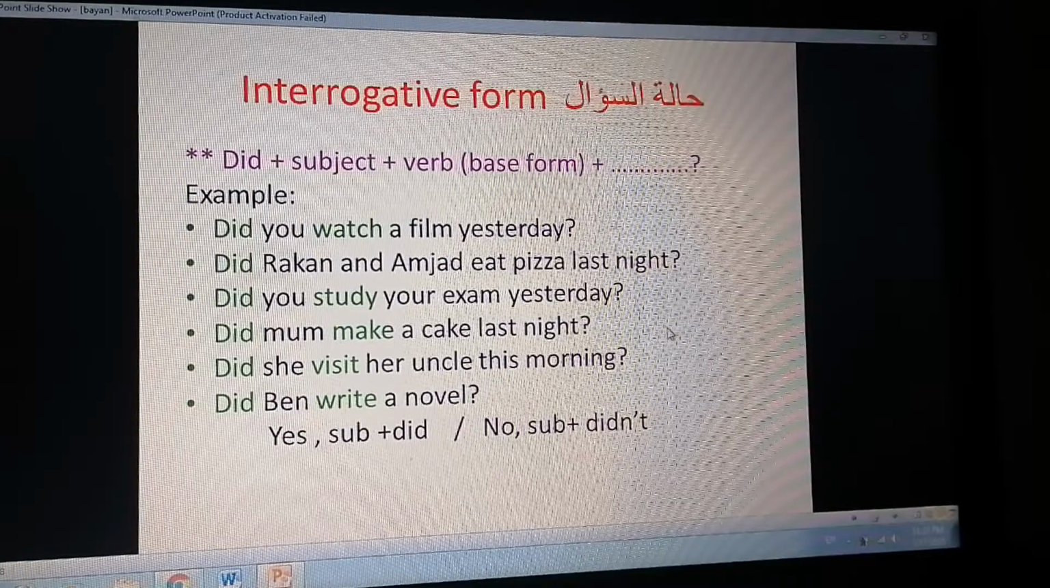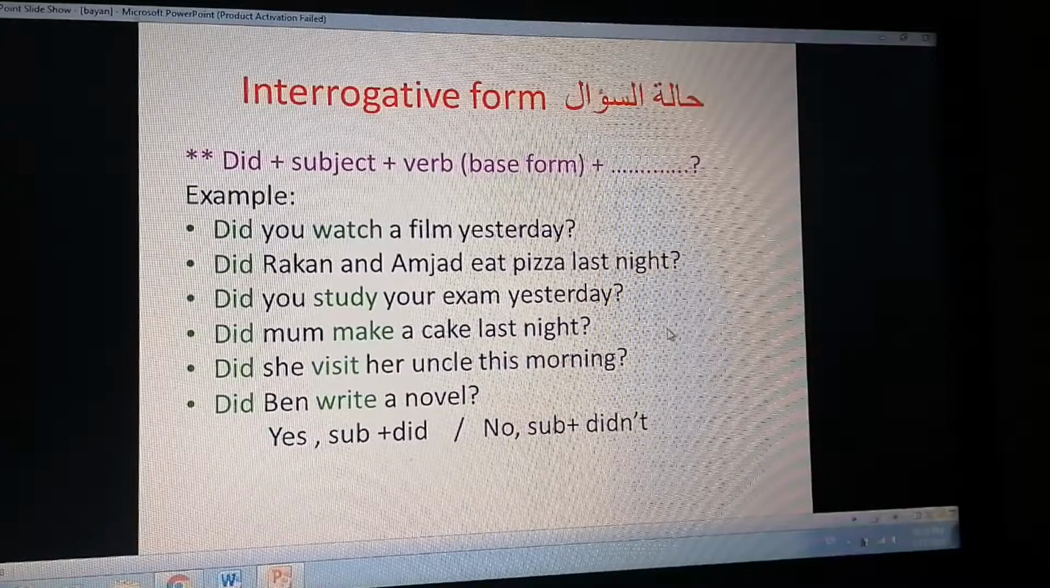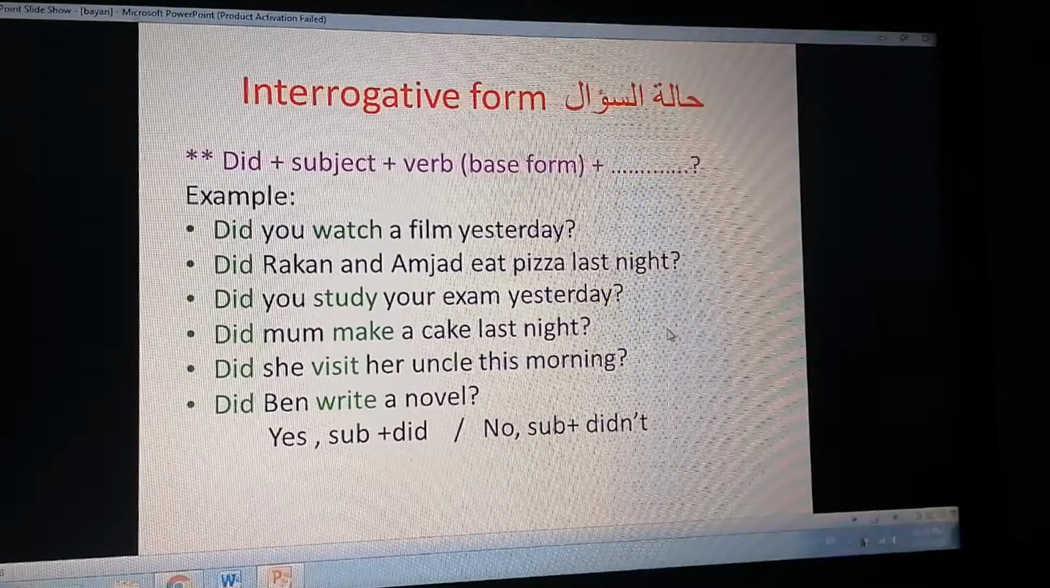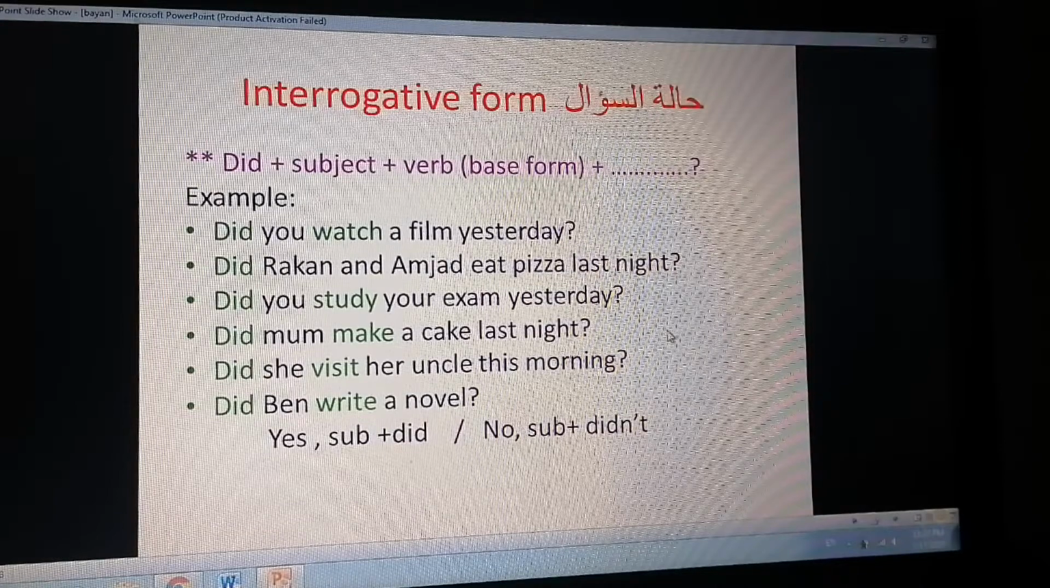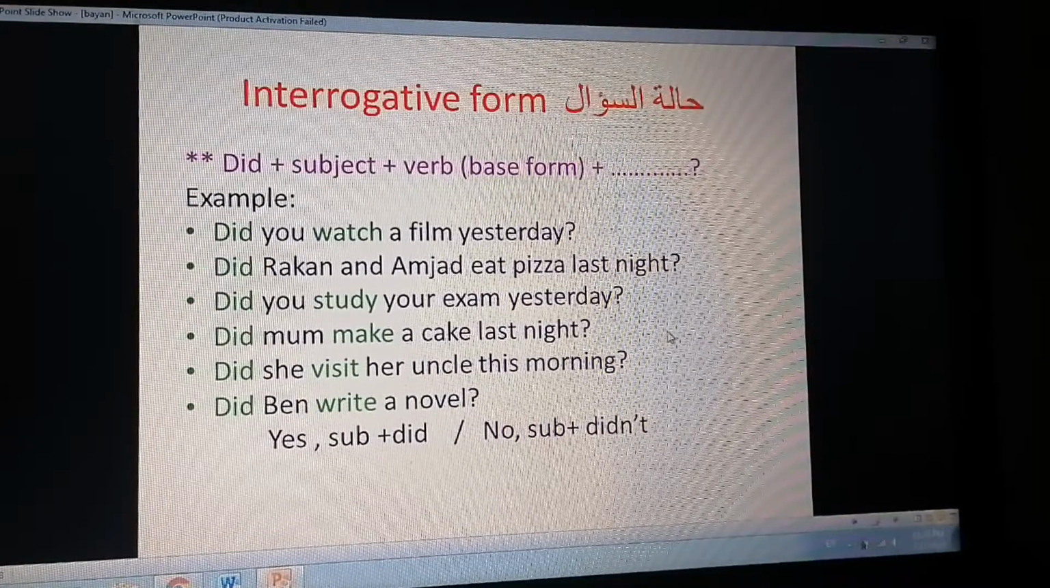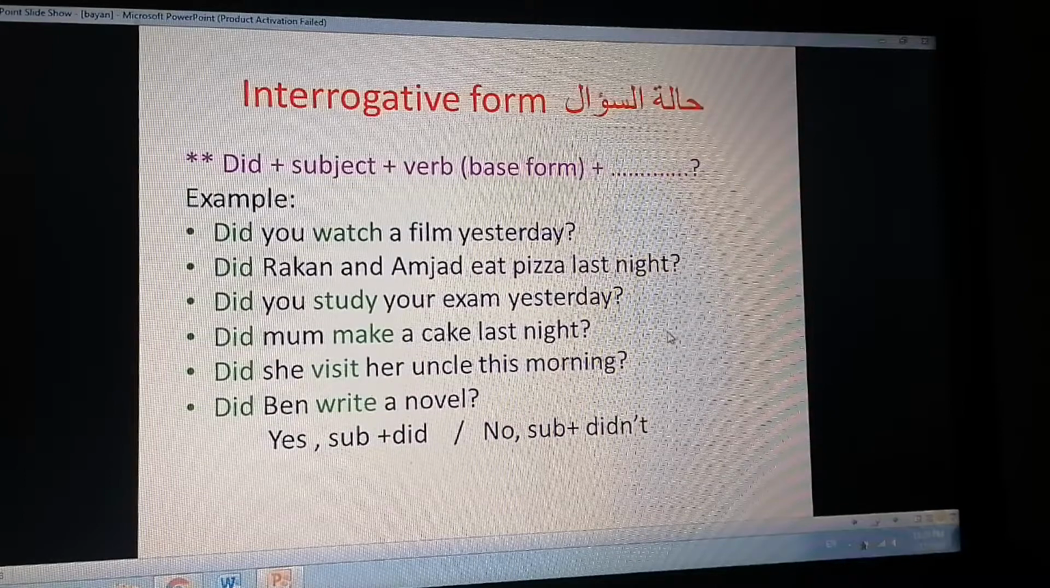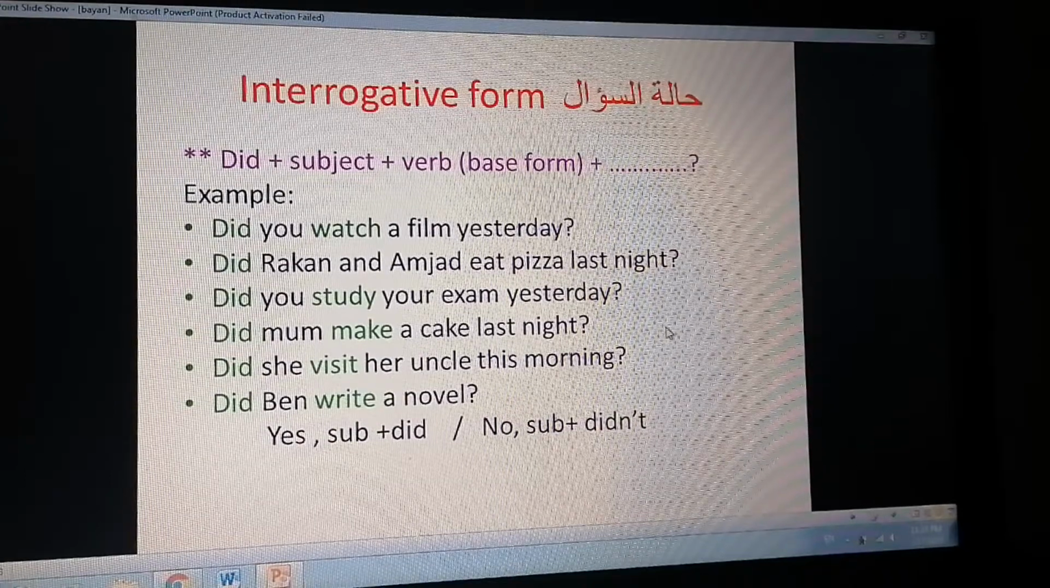Did you study your exam yesterday? Yes, I did. No, I didn't. Did Mom make a cake last night? Yes, she did. No, she didn't. Did she visit her uncle this morning? Yes, she did. No, she didn't. The last one, did Ben write a novel? Yes, he did. No, he didn't.